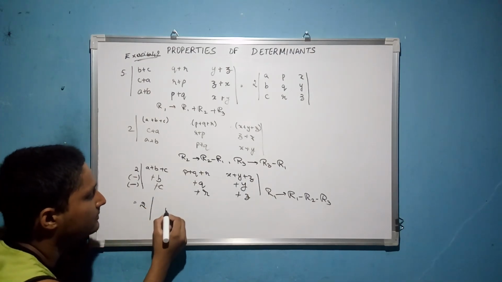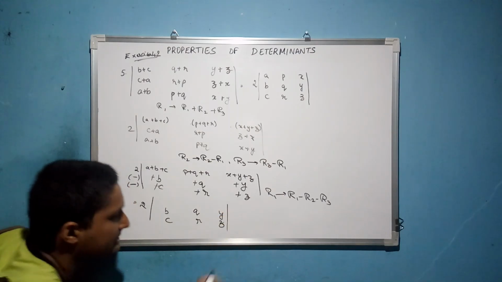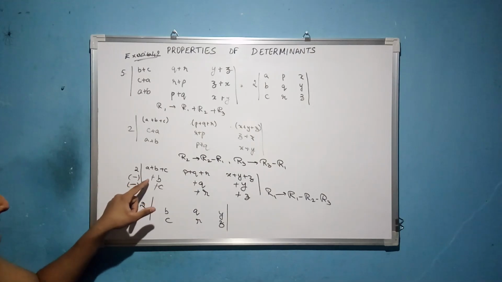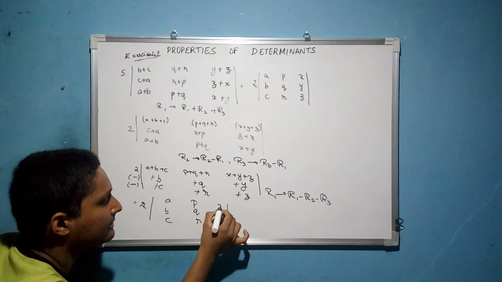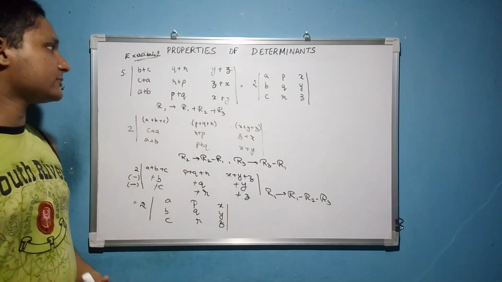So it is going to be here B, C, Q, R and Y, Z as it is. Then we have A plus B plus C. A plus B plus C minus B minus C is going to get A. Similarly get P and here X. This is what the right hand side we are asked to get.